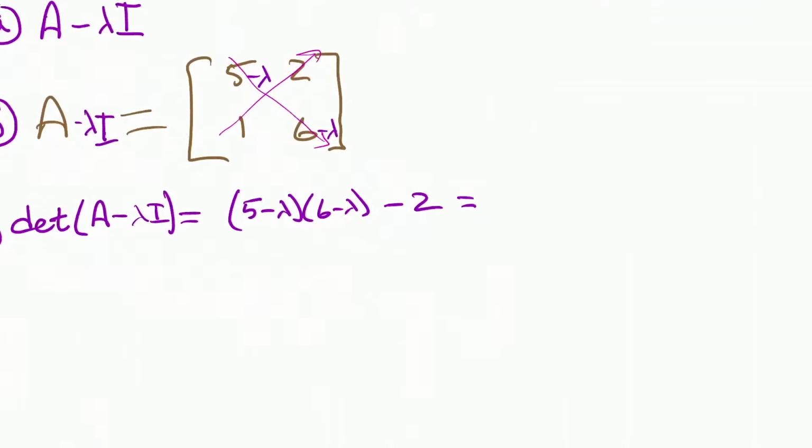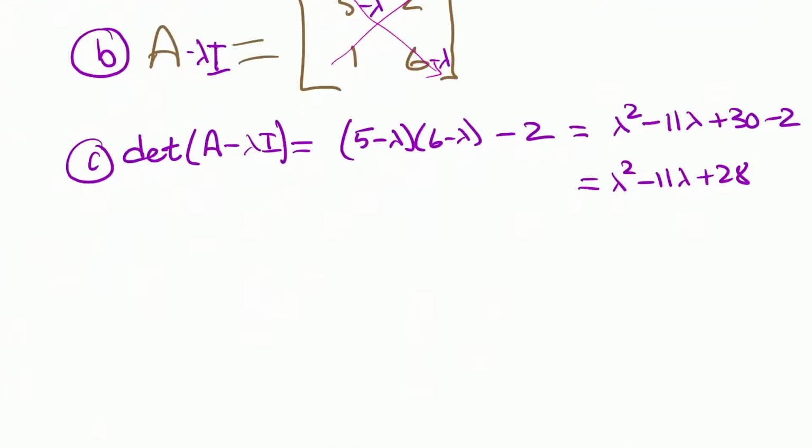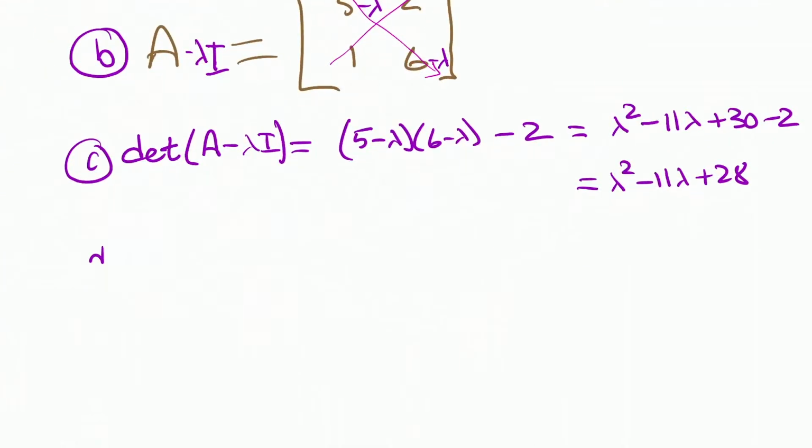All right, so let's see what this is. This is going to be lambda squared minus 11 lambda plus 30 minus 2. So that's lambda squared minus 11 lambda plus 28. Does that look right? Okay, so we've got that. Letter D, solve. Okay, I'll just write it down.